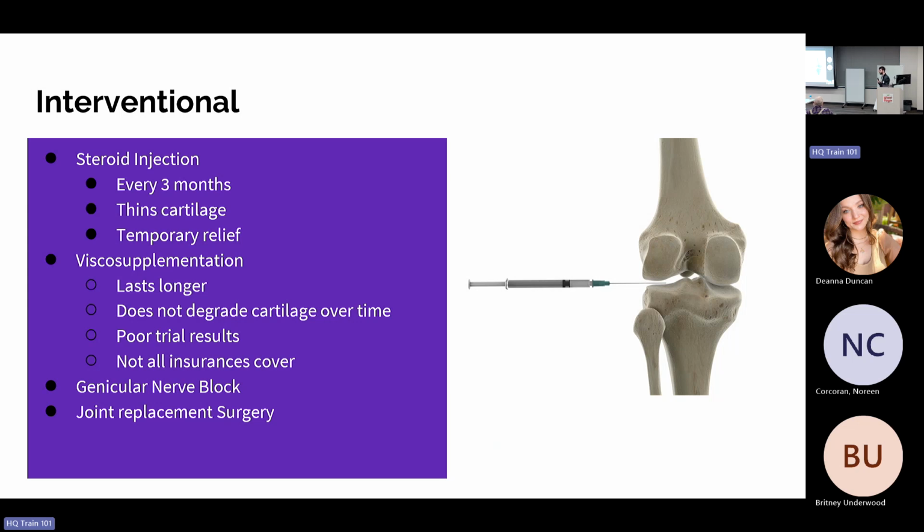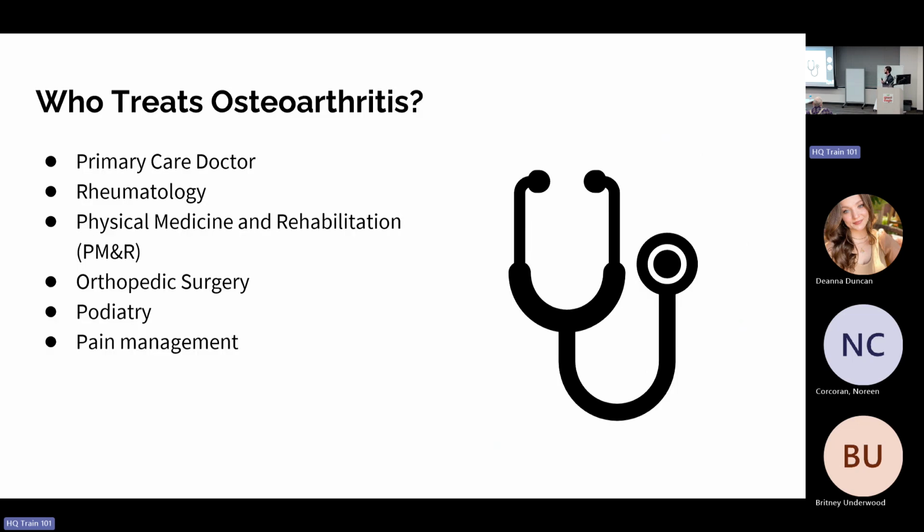There are genicular nerve blocks, so you can get nerve blocks to decrease the pain in the joint, and that's kind of an exception to surgery. And then at the end of the day, if none of this is working, you can get a joint replacement with an orthopedist. So what doctors treat osteoarthritis? A lot. You've got a lot of options. All of our approaches are a little bit different, and it also depends on what joint is affecting you.